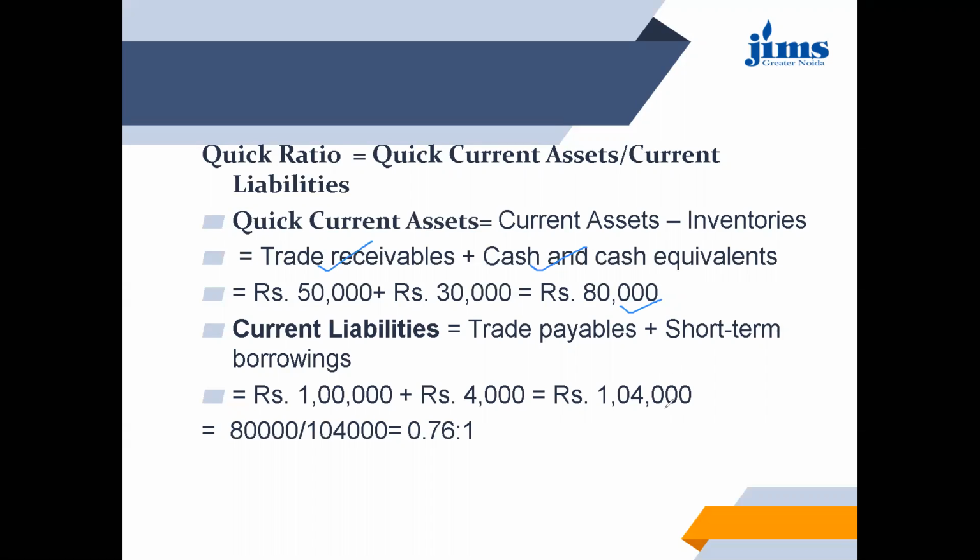Current liabilities, you don't have to calculate again. We have already calculated in current ratio. So that is 1,04,000. So quick current assets upon current liabilities would be quick ratio. Now quick ratio is 0.76:1. Again, we can comment on this that ideal quick ratio should be 1:1.